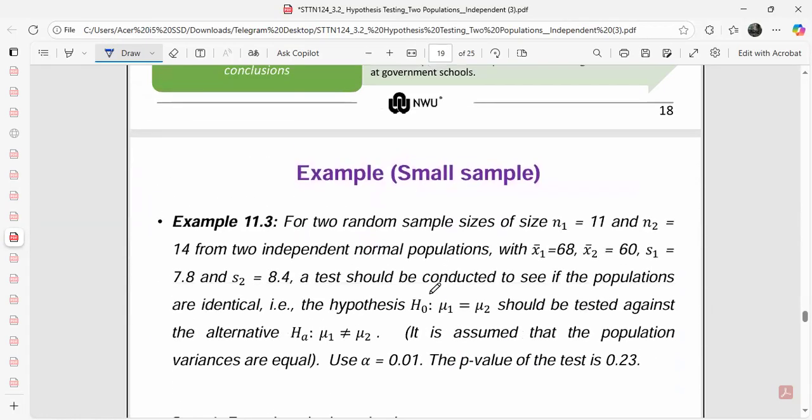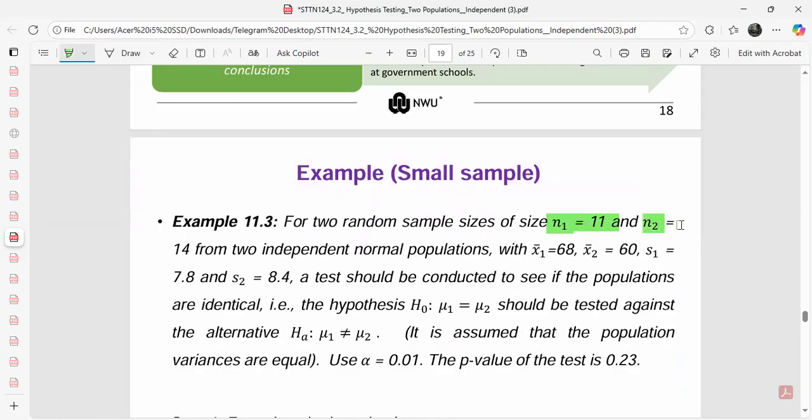Now let's look at the one for the small sample. How do you see that it's small sample? For 2 random samples, the sample sizes N1 is 11 and N2 is 14. So you can see N1 and N2 are both less than 30. Therefore, we're going to use the method of T, where we use the one for the SP and the SP squared. I think I explained it there.